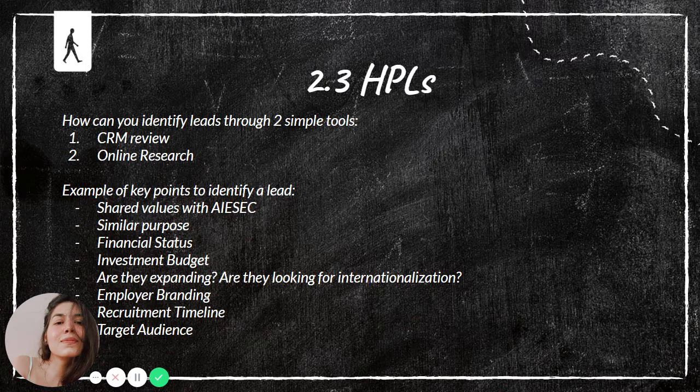So yeah, for the high potential list, you can identify leads through two simple tools. You can use the CRM. Go to your CRM and again research and study and check your past partners so you can try to identify the common points between the customers. And second, online research.